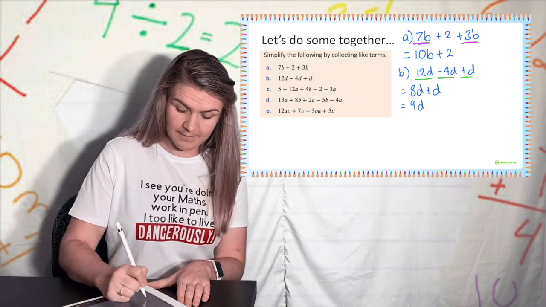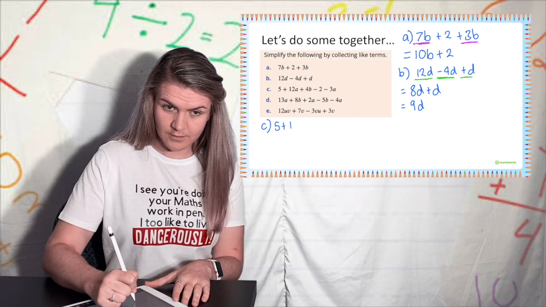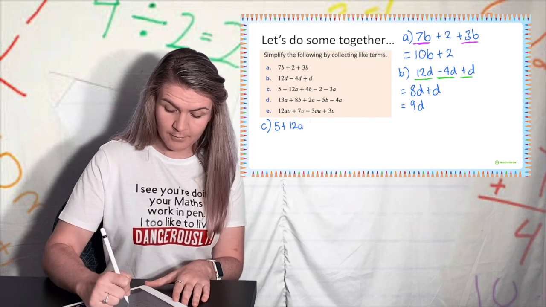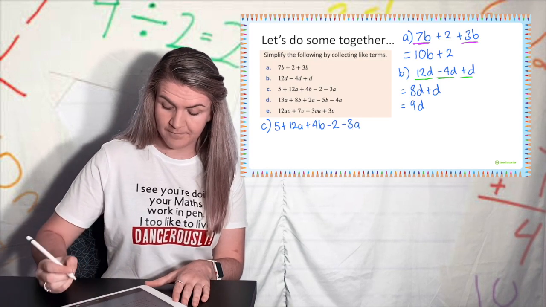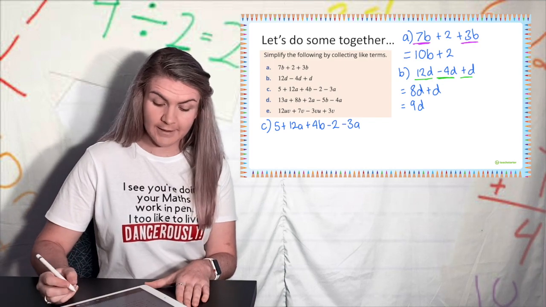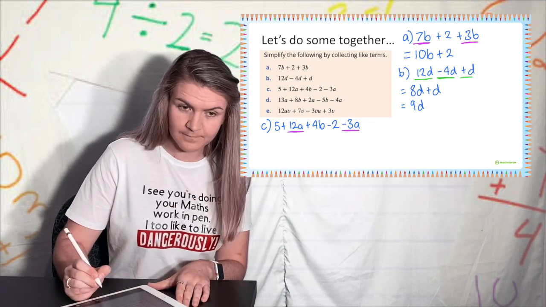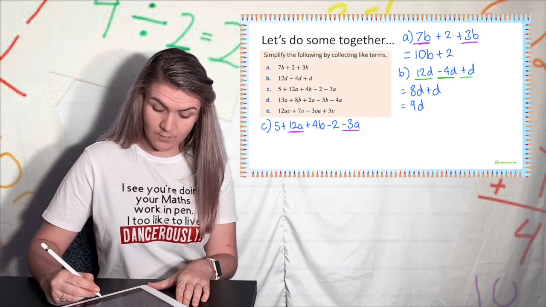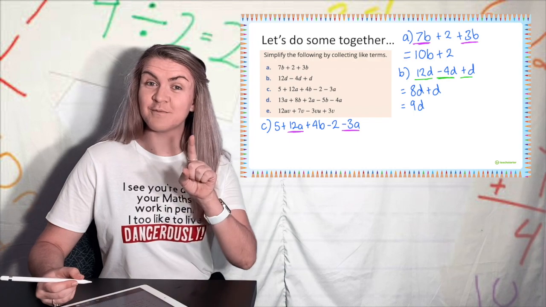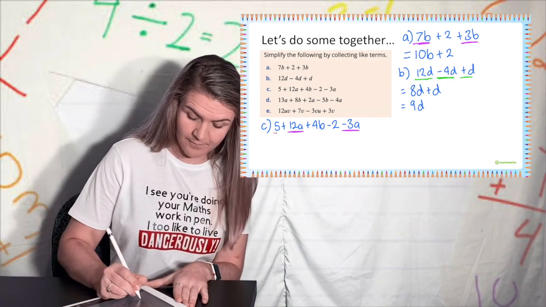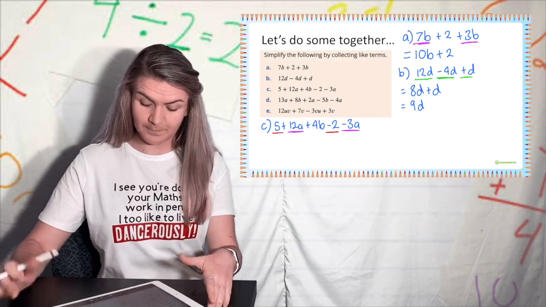Let's do C. 5 plus 12A plus 4B take 2 take 3A. Now this is a good example. I'm going to highlight all my things with A's in purple. All of my things with B's, oh there's only one B. And then I also have some constants here. I've got a 5 and I've got a -2. I can add them up as well, just like normal.